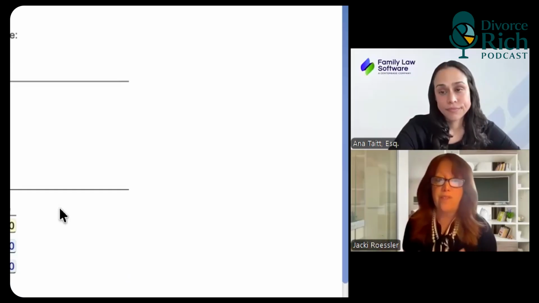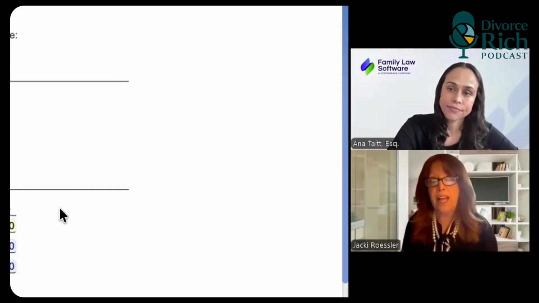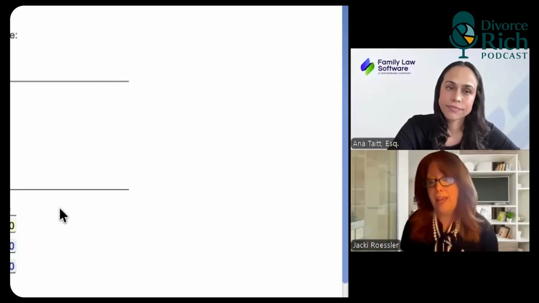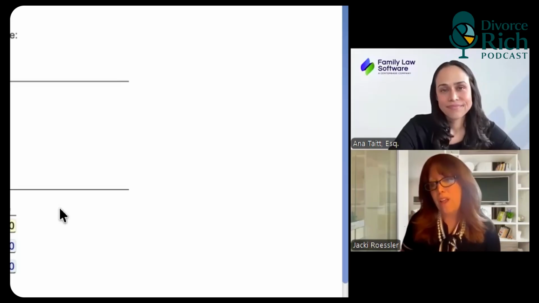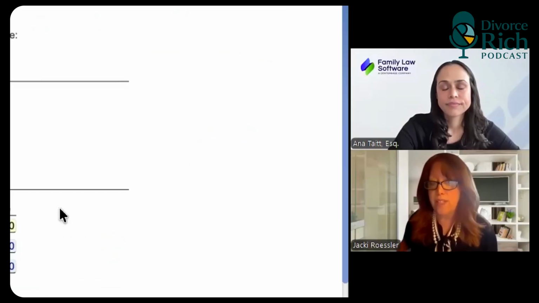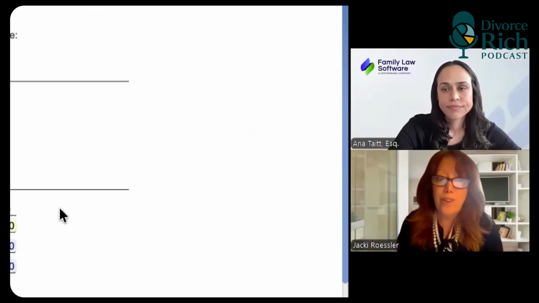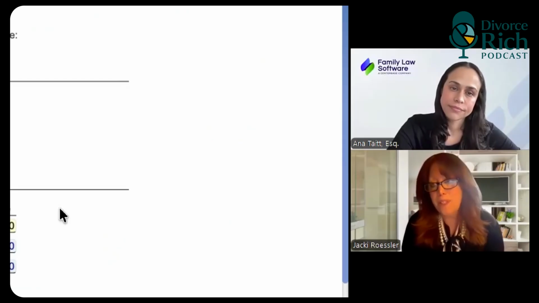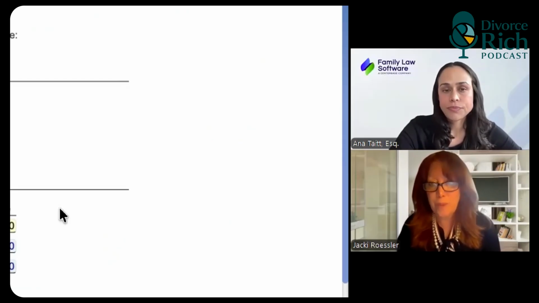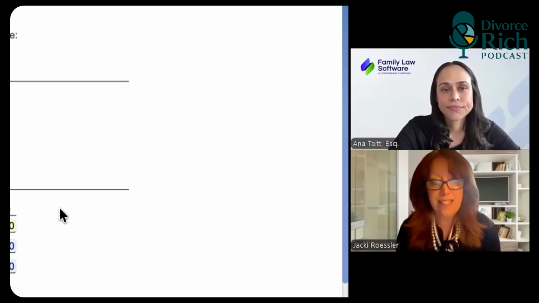If there are funds available, a lot of times we're looking at the lower wage earner maybe wanting to keep the marital home. Instead of having to pay out the other spouse their share of the equity, they might take a partial or full lump sum buyout of spousal support to offset that. So we can be really creative in using a lump sum present value on spousal support. Having the information at your fingertips like this is pretty fantastic.